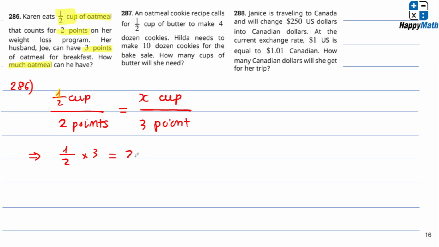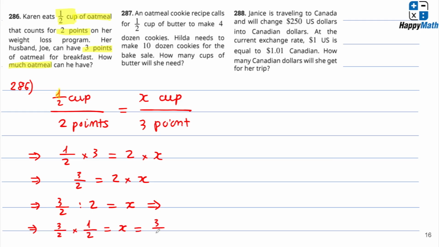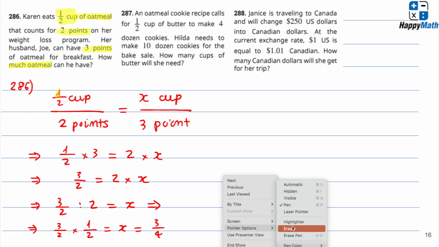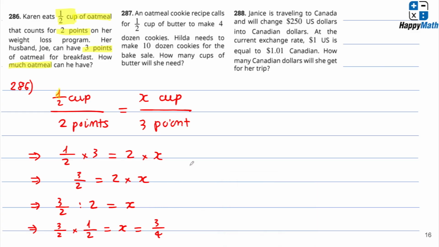1/2 multiply 3 and 2 times h. This one is 3/2 equal to 2 times h. And then 3/2 divided by 2 equal to h. And this means 3/2 times 1/2 equal to h, 3/4. Yep, this is 3/4.